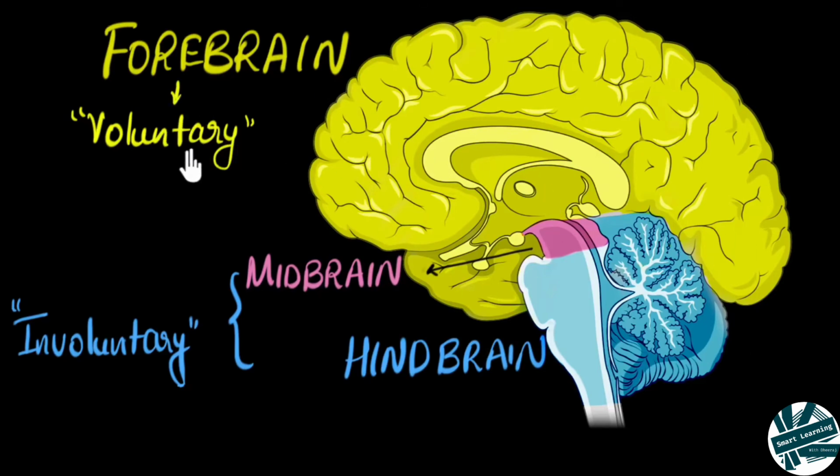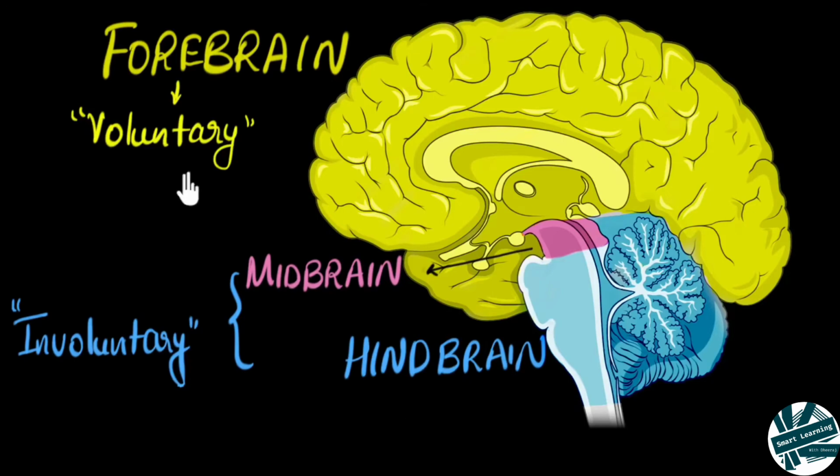And of course, we'll talk more details about that in a second. And when I say involuntary functions, there are some functions happening in your body which you're not in control of. For example, your heart beating, or maybe your digestion. You're not in control of those, right? So those are mostly taken care of by your midbrain and the hindbrain.